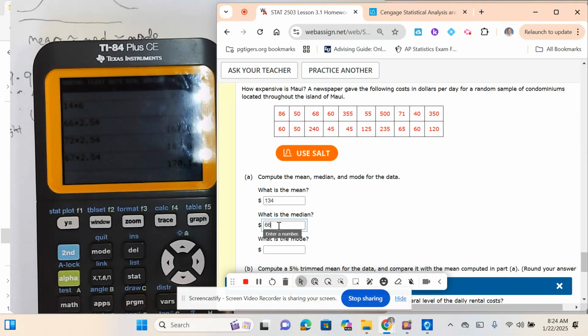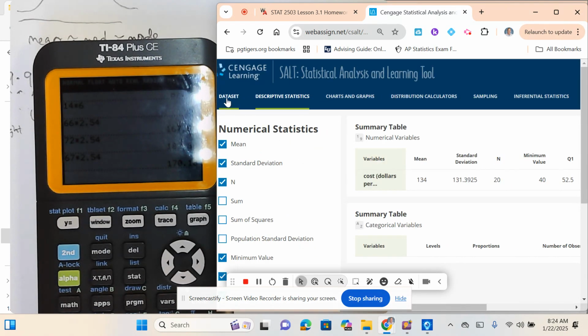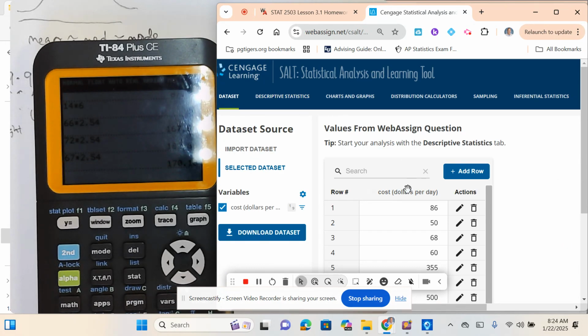And then the mode, I'm going to put them in order first. For the mode, I'm going to click on the data set here because I'm going to need to do this anyways. I'm going to go back to the data set and click on these here. So I'm going to put them in order.